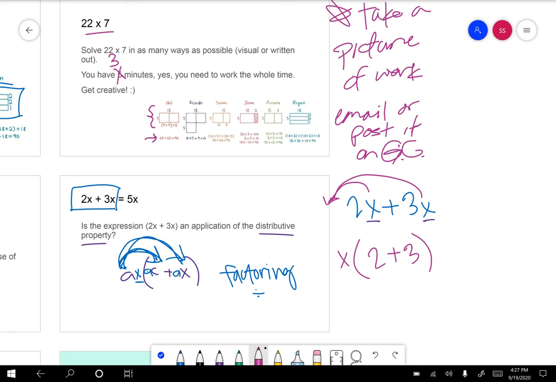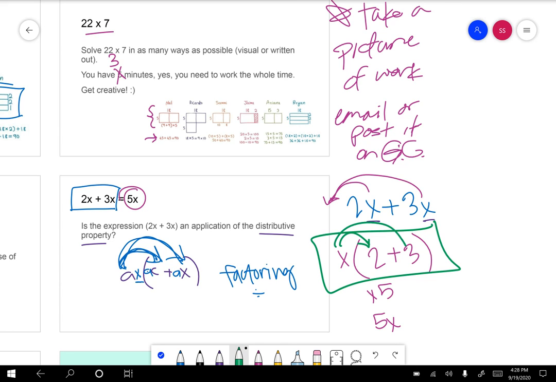It's nap time. Okay, so 2 plus 3 is 5, right? And we know that x times 5 is the same thing as saying 5 times x, which was that answer that we got. So yes, this is an application of distributive property because from this expression right here, if we were to distribute that x, we get 2x plus 3x.